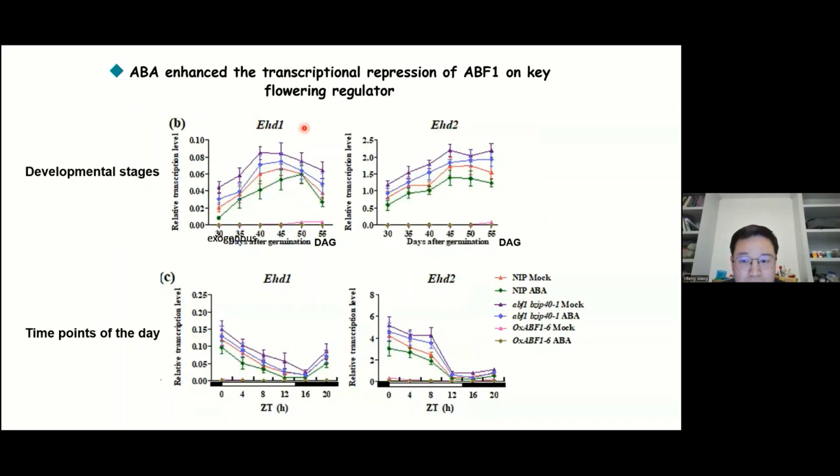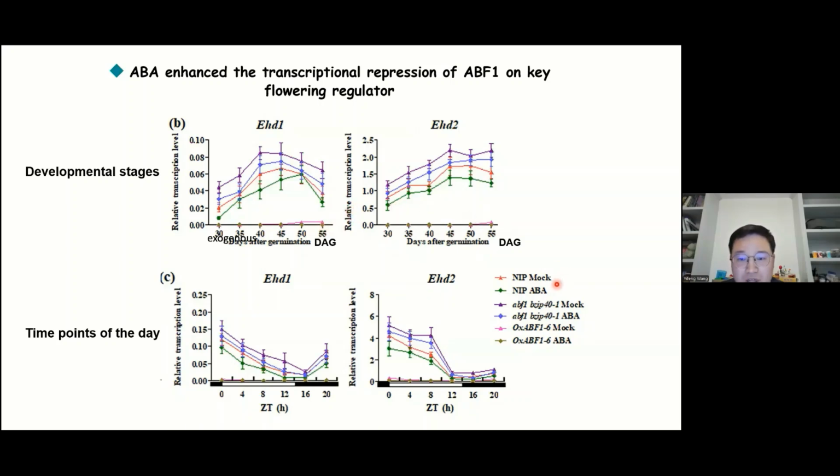So HD1 and HD2 are two positive rice flowering regulator genes. We found these two genes are significantly induced in ABF1 and ABF14 double mutants during the development stage. And in the ABF1 overexpression lines, these two genes' expression level was hardly detected.